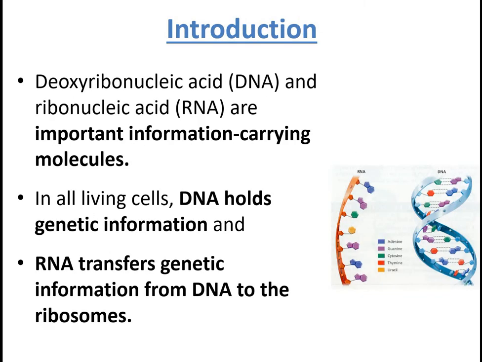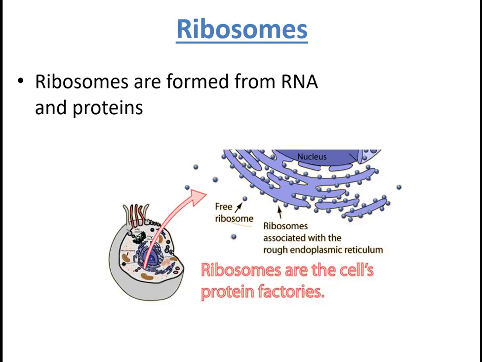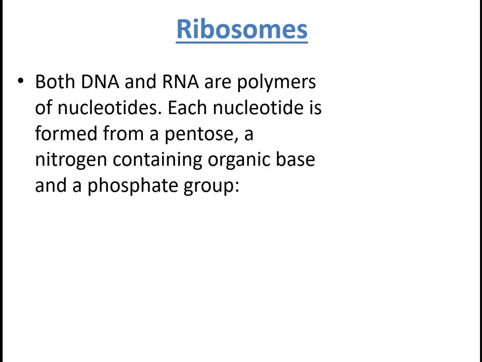So deoxyribonucleic acid or DNA and ribonucleic acid, which is RNA, are important information carrying molecules. So in all living cells, DNA holds genetic information, and then the RNA transfers genetic information from the DNA to the ribosomes, the mRNA. And ribosomes are actually formed from RNA and from proteins. That's how they're made. And the function of ribosomes is obviously protein synthesis.